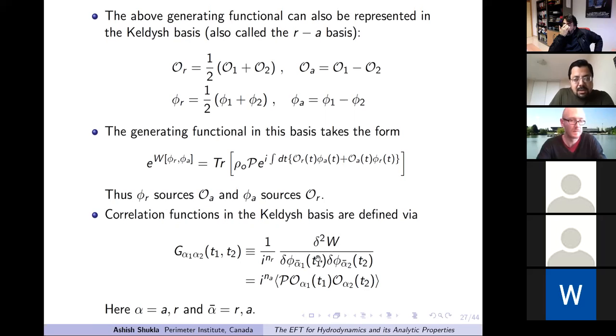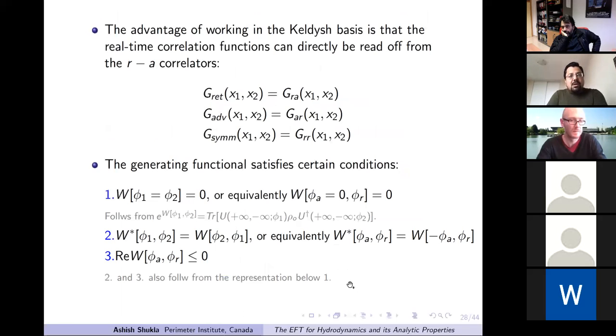All right. Now one has to just be careful that when I compute correlation functions of O_R, I have to take derivatives with respect to phi_A, the conjugate quantity. That's why when I had to compute alpha 1 and alpha 2, I took derivatives with respect to phi alpha 1 bar and alpha 2 bar, where if alpha is A or R, alpha bar is R or A. Okay, once again, this structure is because the source for O_R is actually phi_A and the source for O_A is actually phi_R. Okay, so it's a pretty straightforward exercise to do.